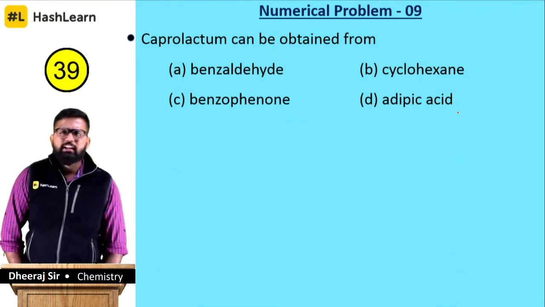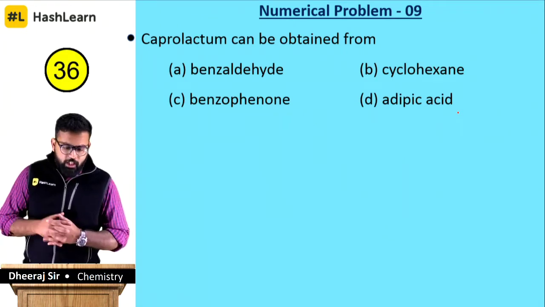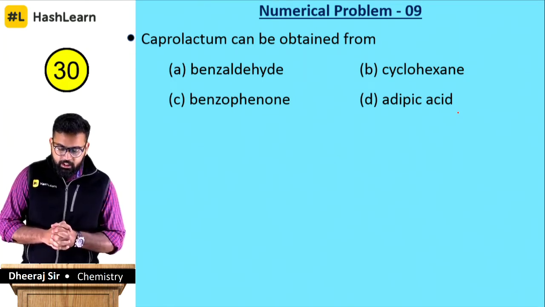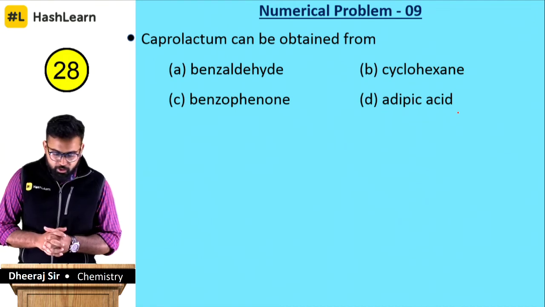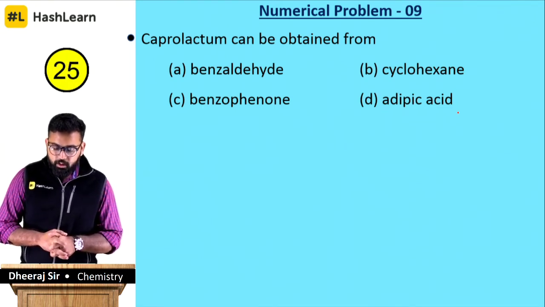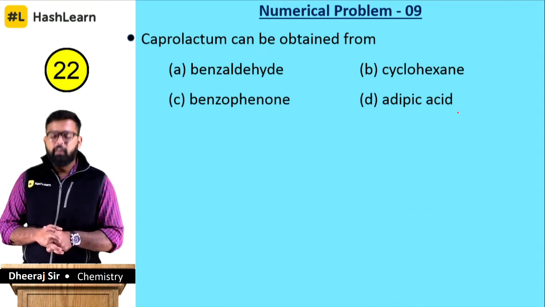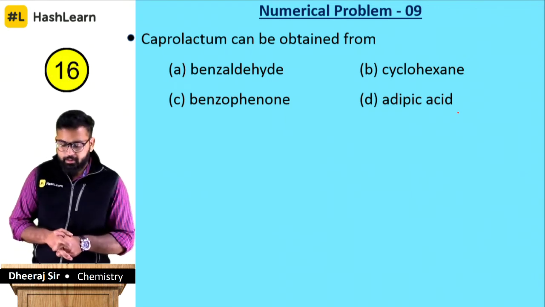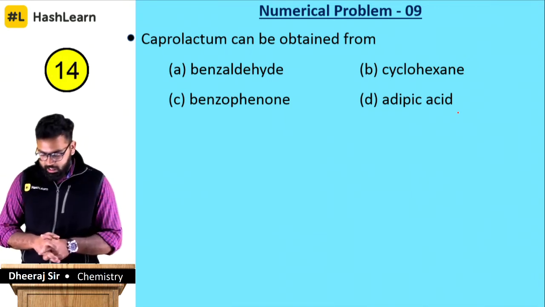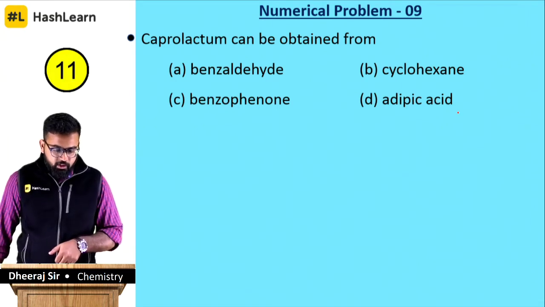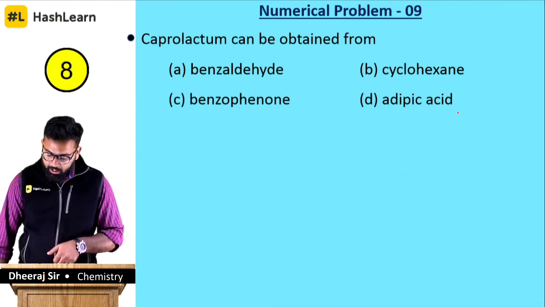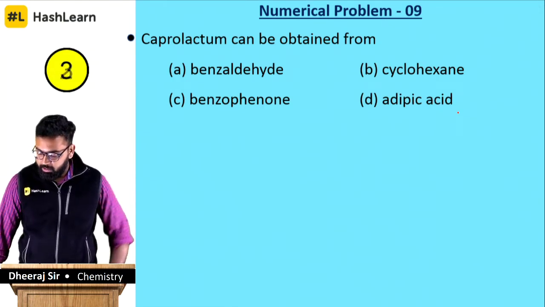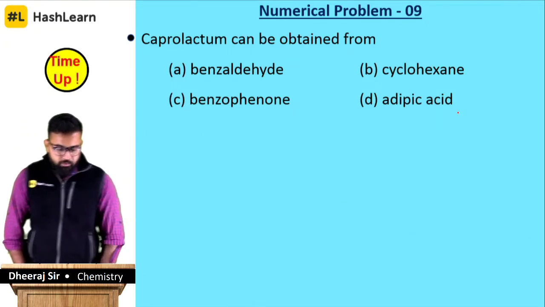Caprolactam. The first question that I started the session with is caprolactam. Caprolactam can be obtained from benzaldehyde, cyclohexane, benzophenone, and adipic acid. You know adipic acid is one of the reactants used to prepare nylon 6,6. What is it which is helpful in preparation of caprolactam? Caprolactam is the monomer which is used in the preparation of a polymer. Go ahead quickly.